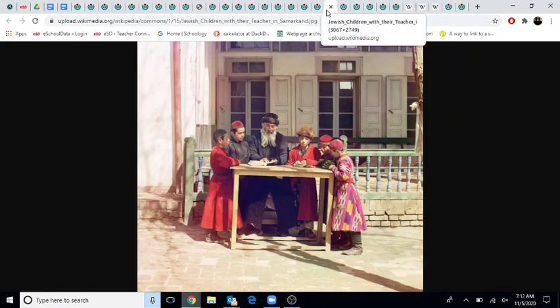Here are some Jewish people from what's now Uzbekistan. There are Jewish people all over the Russian Empire, especially in the area that's now Poland. So Russia is constantly having problems because it has all these groups that also want to break away.